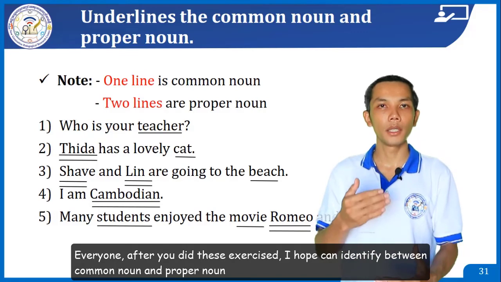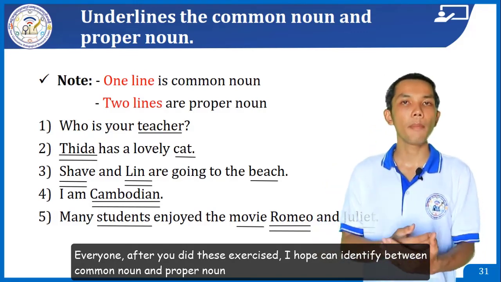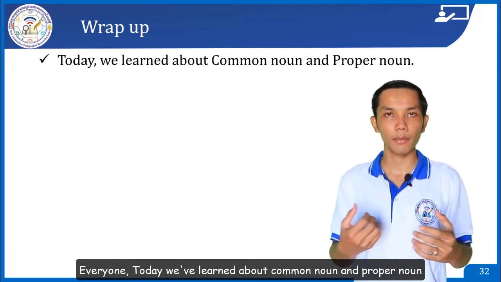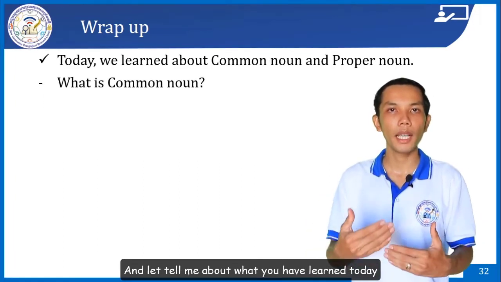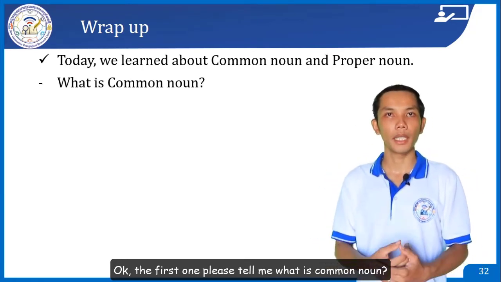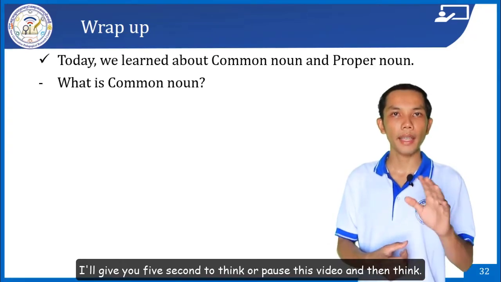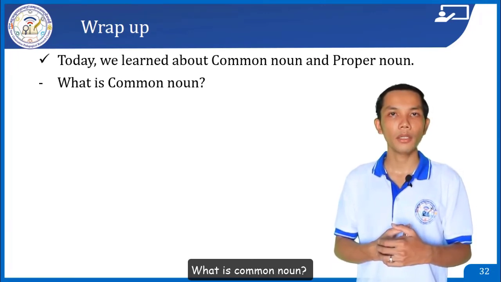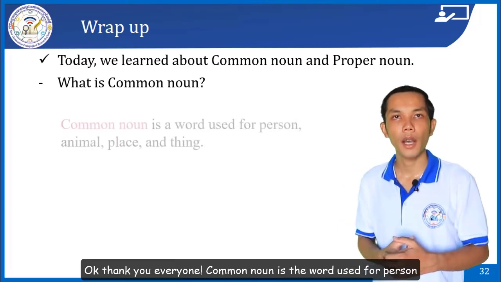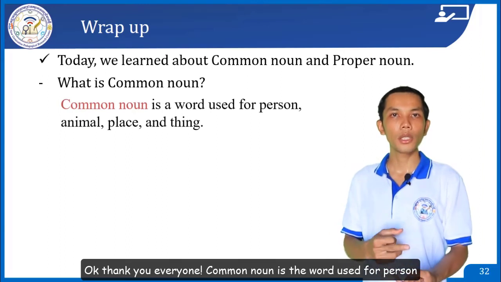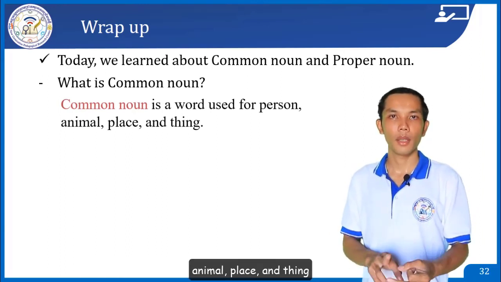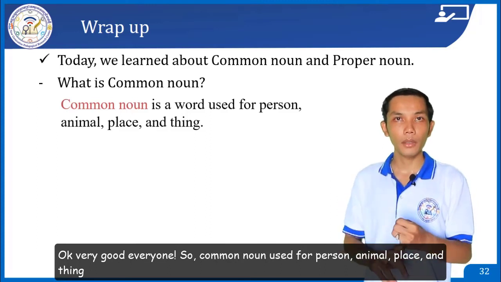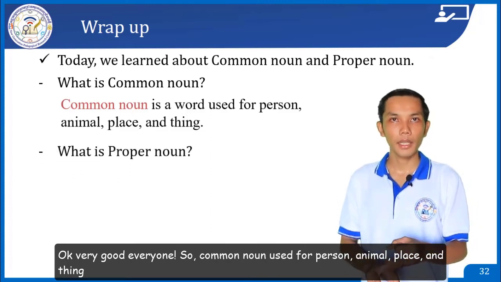After you do the exercise, I hope you can identify the difference between common nouns and proper nouns. Today we have learned about common nouns and proper nouns. Let's review what you have learned today. The first one, please tell me, what is a common noun? I give you 5 seconds to think, or pause this video and think. Thank you, everyone. A common noun is a word used for persons, animals, places, and things. Very good.